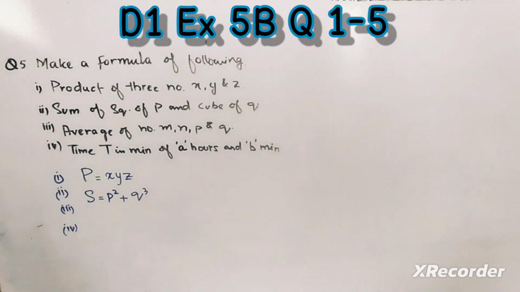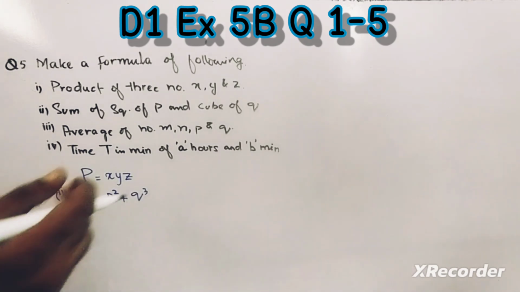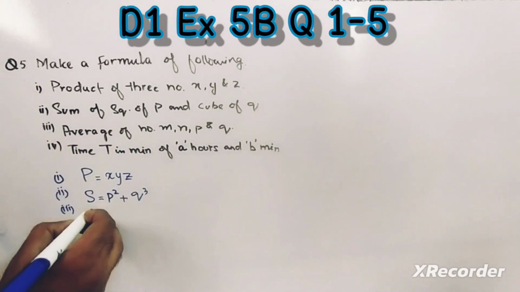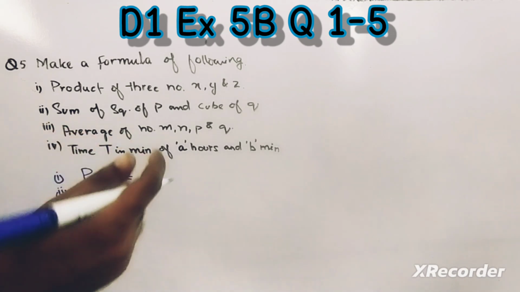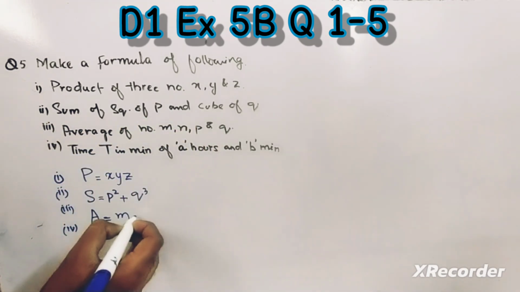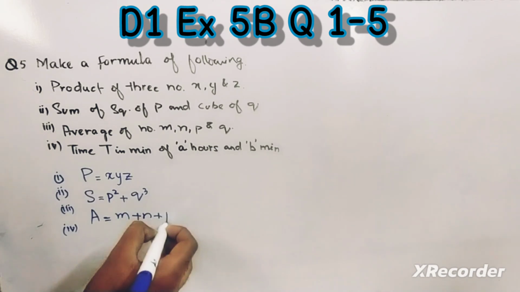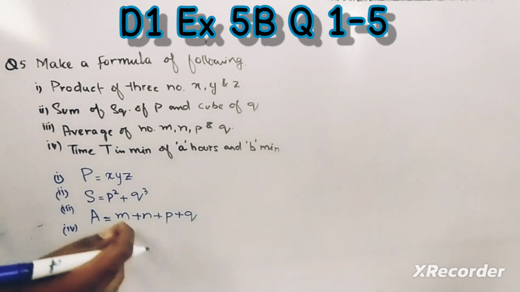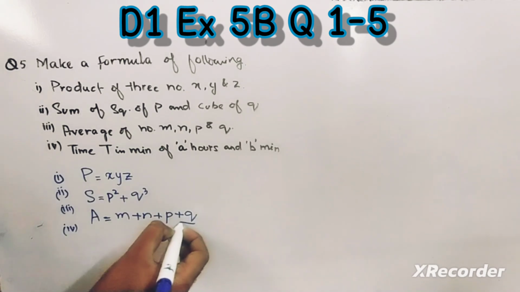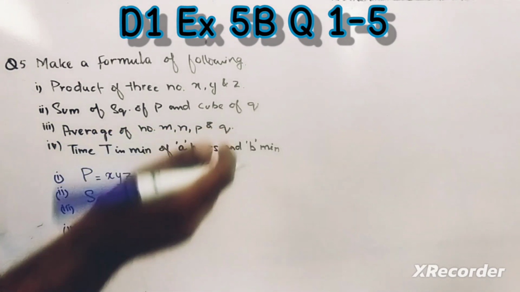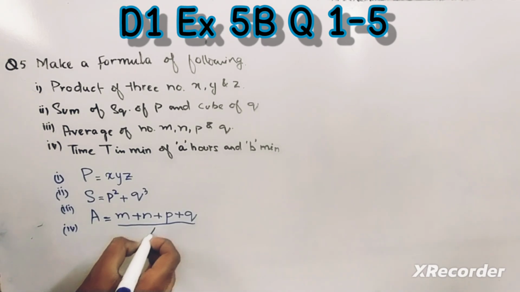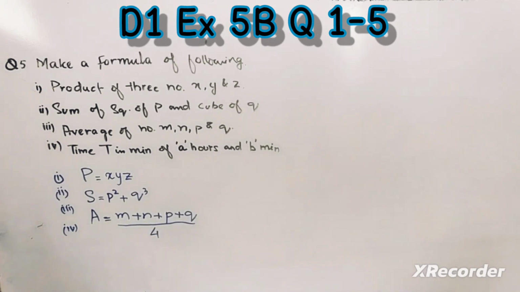This is second formula. Now moving towards the third formula, average of numbers m, n, p and q. What is the meaning of average? If we want to calculate average of some given numbers, what we will do, we add all these numbers and divide it by number of terms. So we can write it a as an average is equal to the sum of all four numbers m plus n plus p plus q. So all four numbers are added and divided by the number of terms. How many terms are there? 1, 2, 3, 4. So m plus n plus p plus q upon 4. So that is our required formula for finding the average of these numbers.